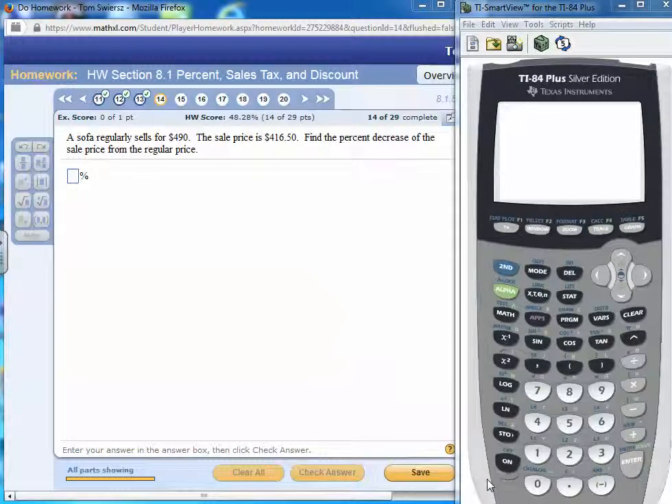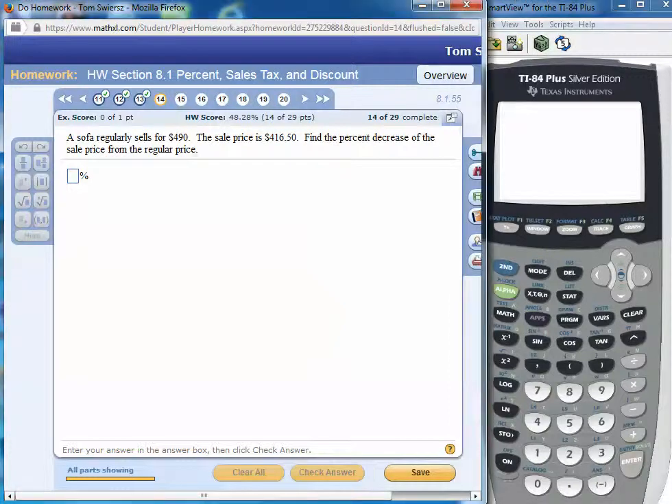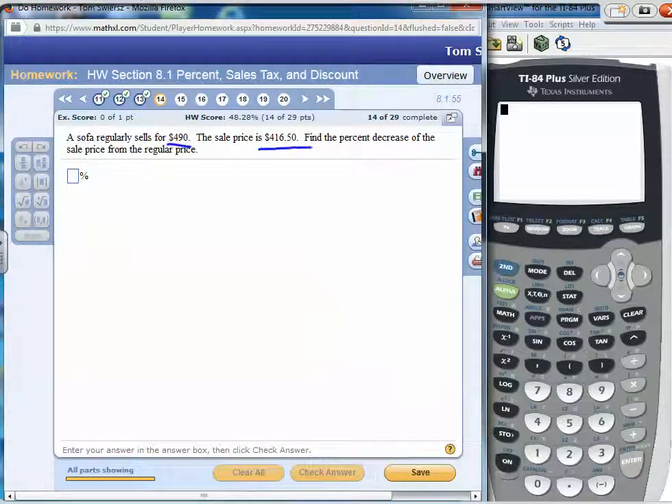Let's go ahead and begin with homework exercise number 14 from section 8.1. We have a sofa that regularly sells for $490. The sale price is $416. Find the percent decrease of the sale price from the regular price.